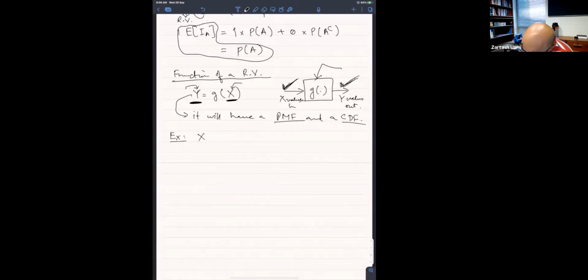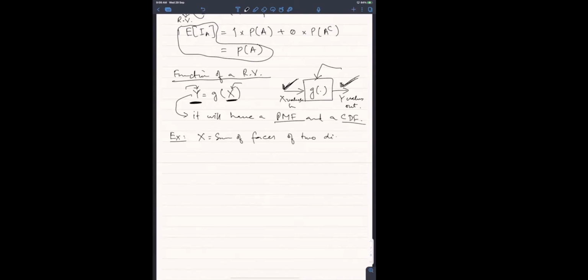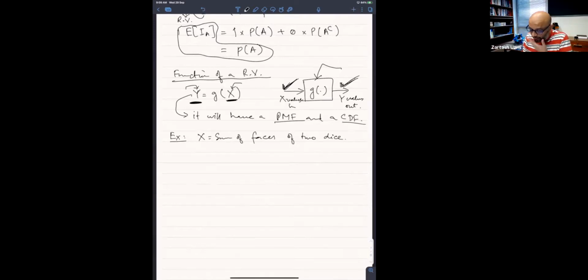So let's say X is the sum of faces of two dice. दो डाइस ली, उनको रोल कर दिया, जो भी सम आया that is defined as the random variable. What values X can take? Answers in the chat window quickly. Two to 12. X takes the value 2, 3, 4 all the way up to 12.